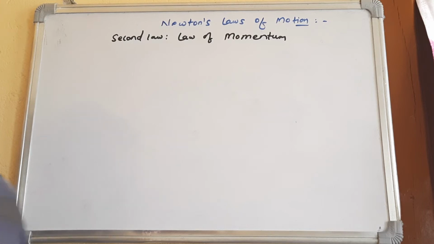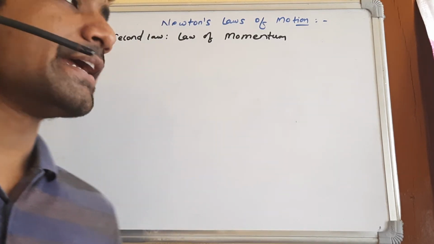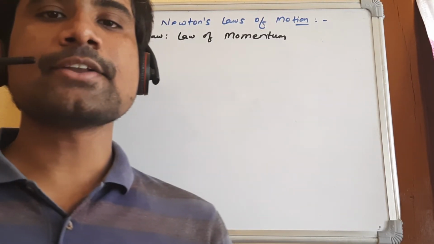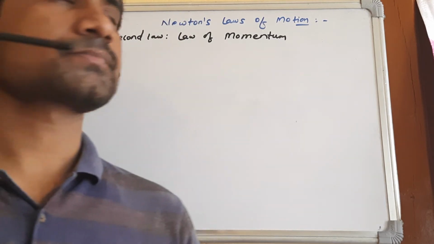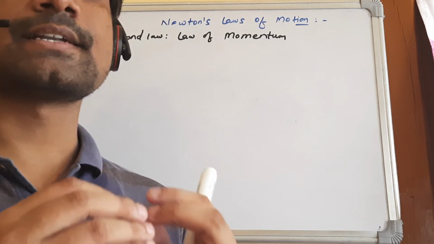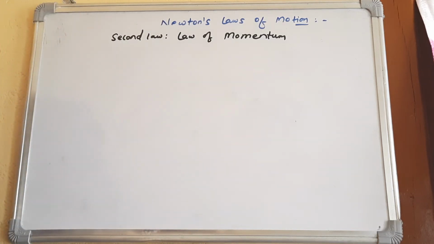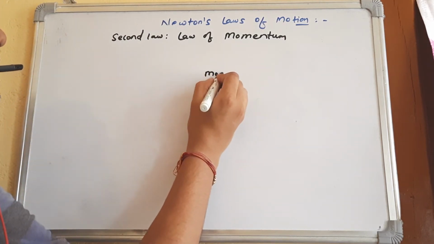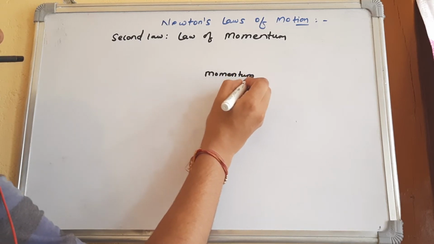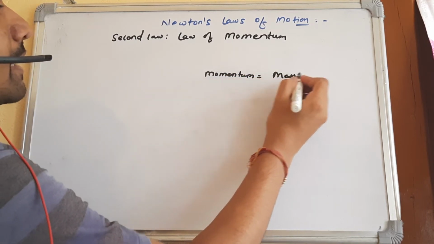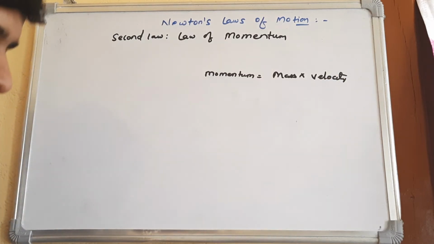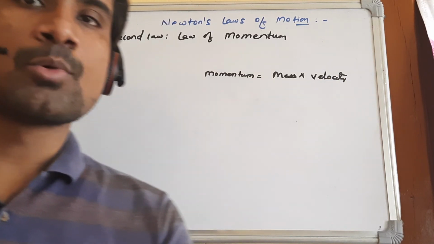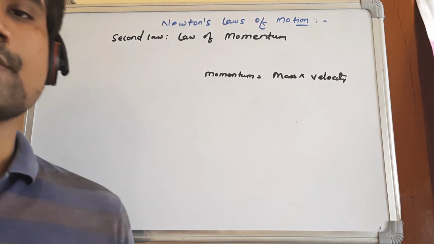Newton's second law, which is the law of momentum, states that the rate of change of momentum is directly proportional to the applied force. Before discussing this law, let's understand what momentum is. Momentum is given by the product of mass and velocity. Mass is a scalar, velocity is a vector, and so momentum is a vector quantity.